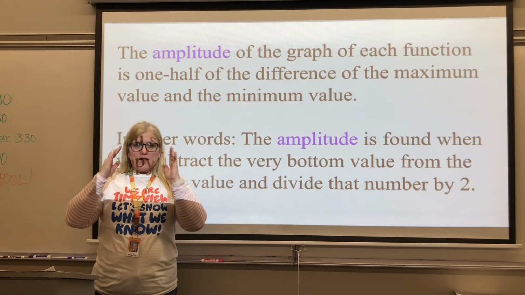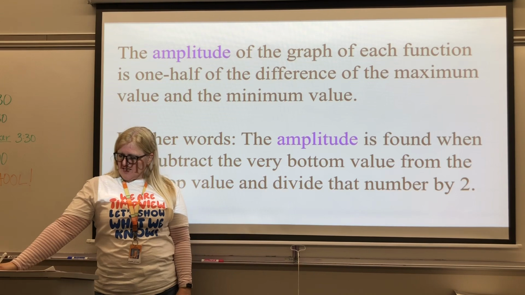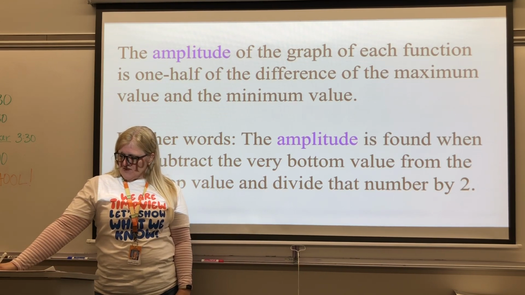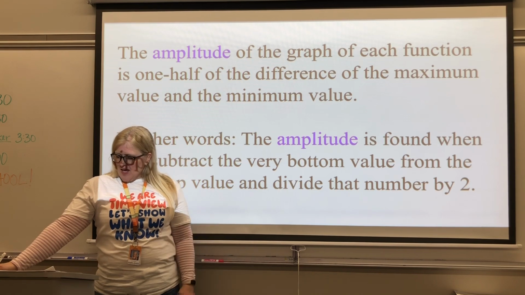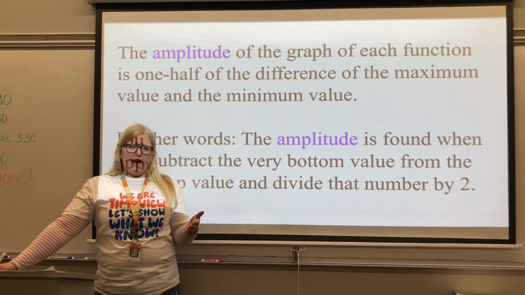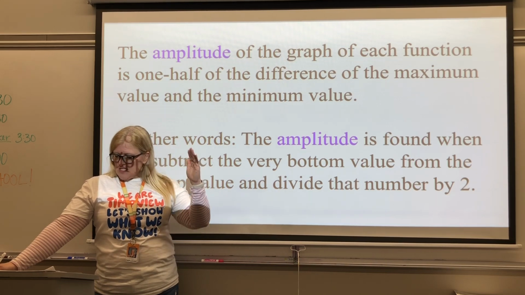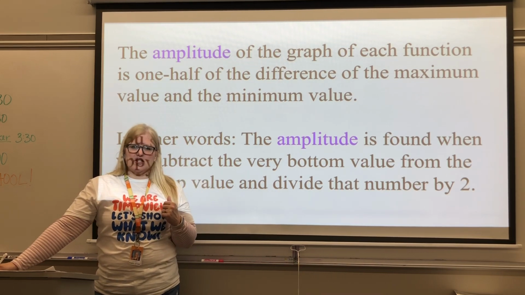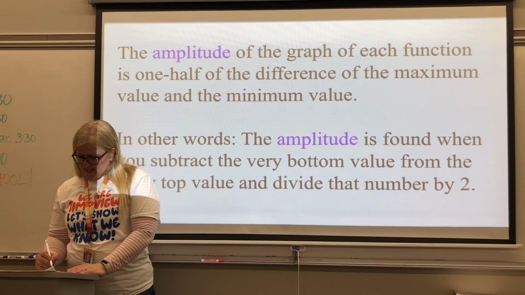The amplitude of the graph of each function is 1/2 of the difference of the maximum value and the minimum value. In other words, the amplitude is found when you subtract the very bottom value, and we're talking y value, from the tippy top value and divide that number by 2. Okay, so what does that mean exactly?